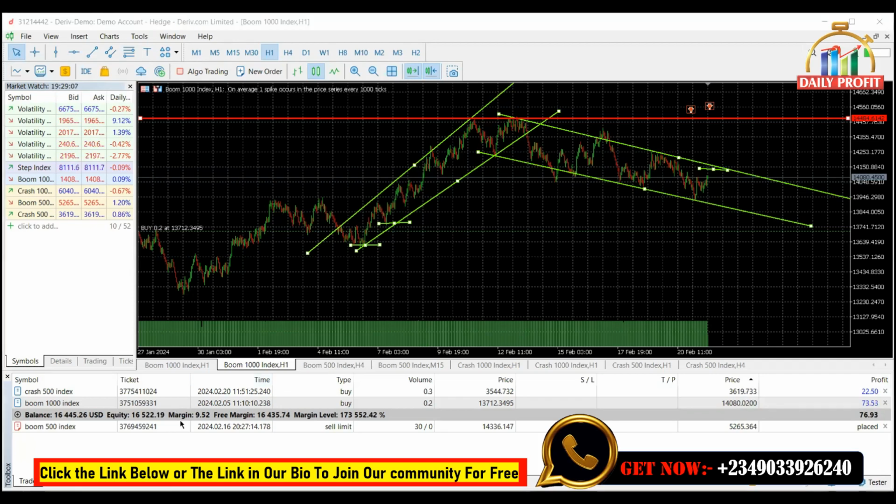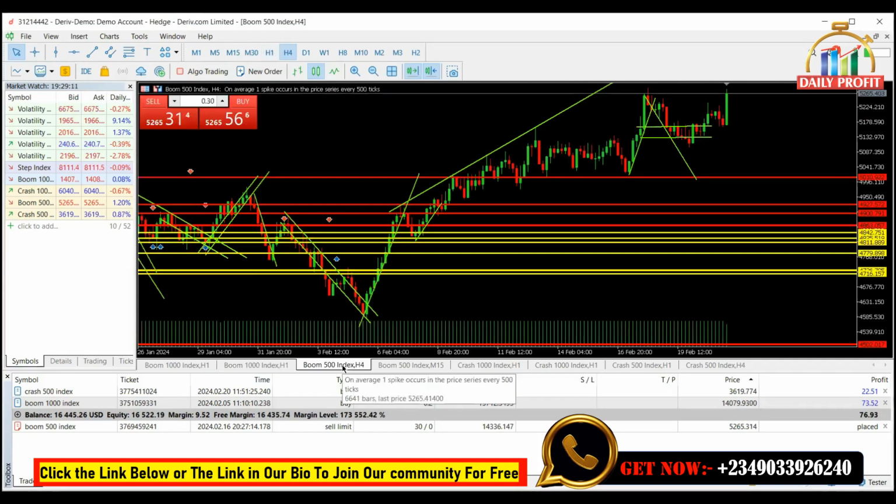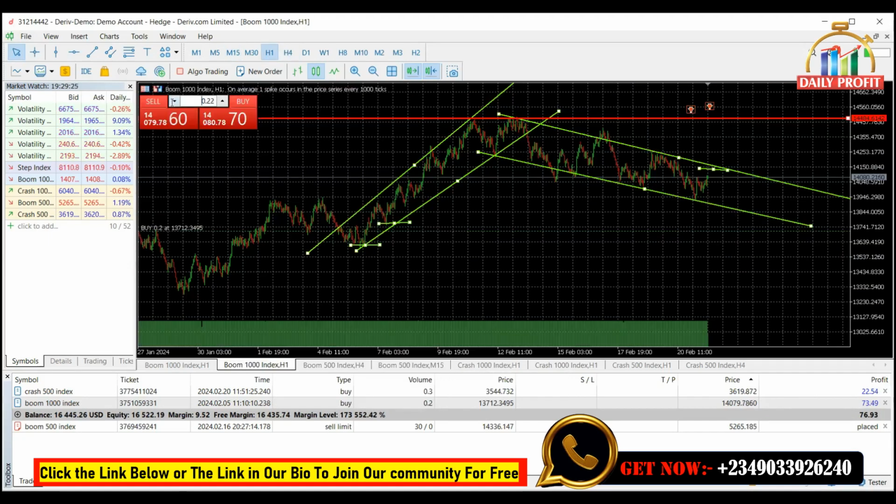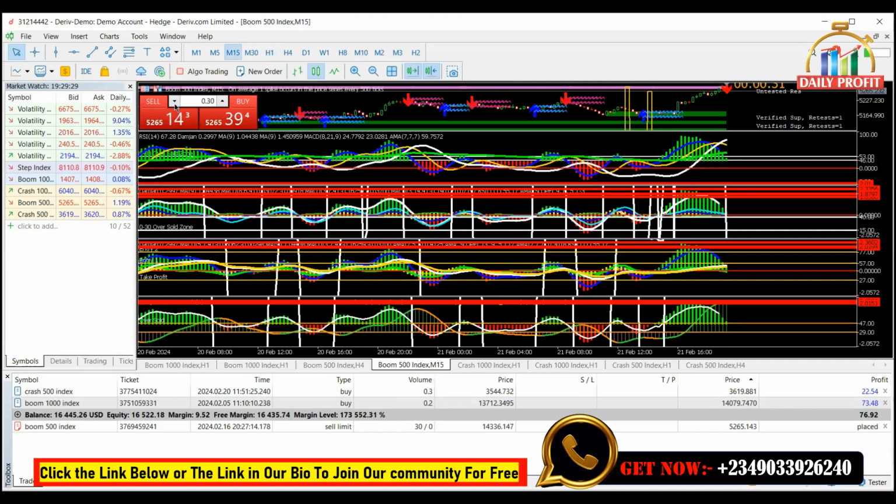Okay, I also trade on Boom 500. Now, the difference between Boom 500 and Boom 1000 is that on Boom 1000 you can use a lower lot size, or you can use 0.2 lot size, which is around $7. And on Boom 500, you can also use 0.2 lot size, but the margin is around $2.50 something cents.